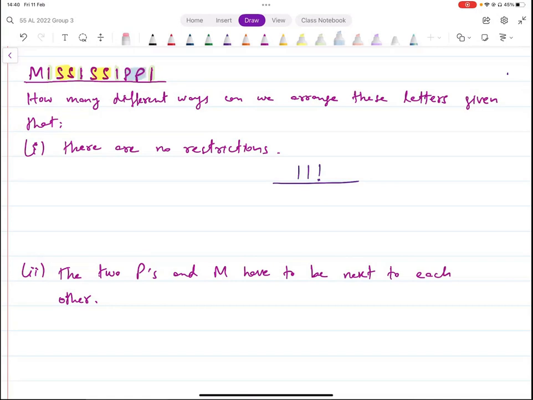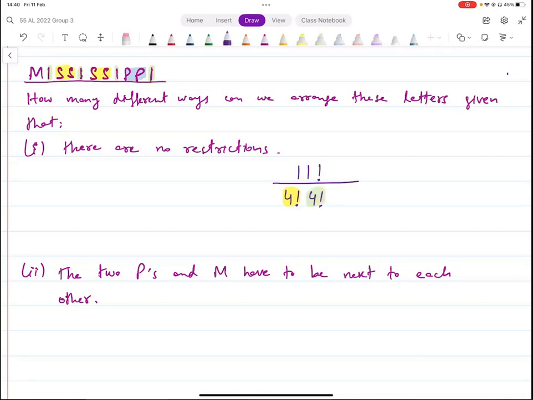P is also repeated 2 times. So what we do is for S, we divide by 4 factorial. S की वजह से हमने 4 factorial से divide कर दिया. And then I की arrangements कितनी होंगी, 4 factorial. We also divide by 4 factorial because of I. So we got 4 factorial more.